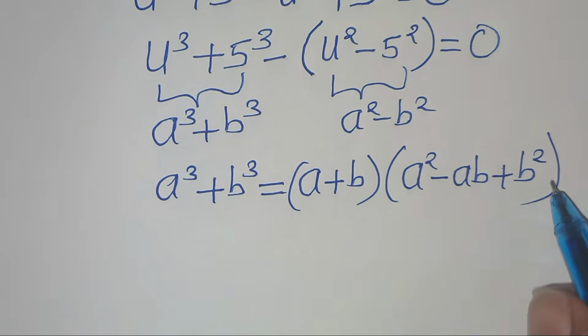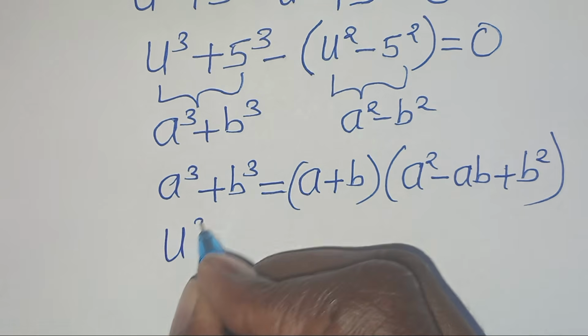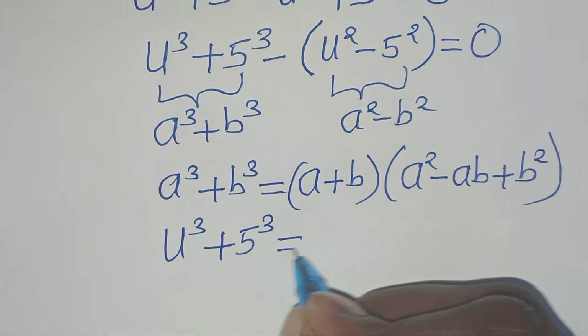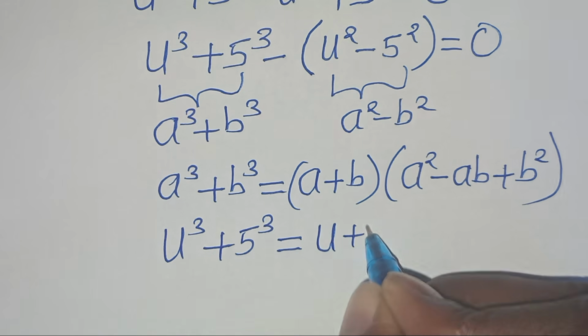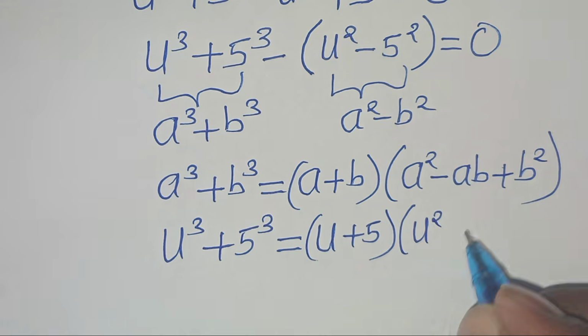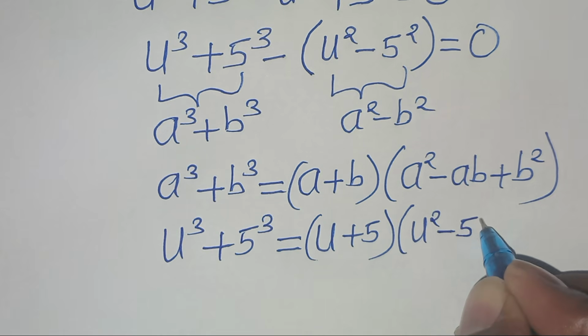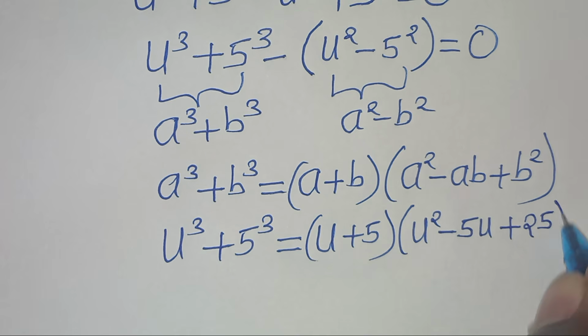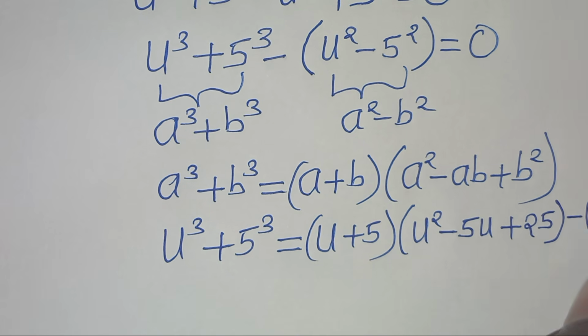Applying this identity, u to the power of 3 plus 5 to the power of 3 is equal to u plus 5, then u to the power of 2, subtract 5u plus 5 squared, which is 25. Let's call this the first part.